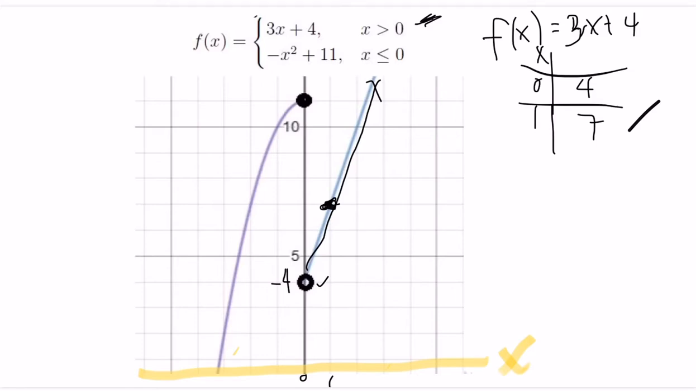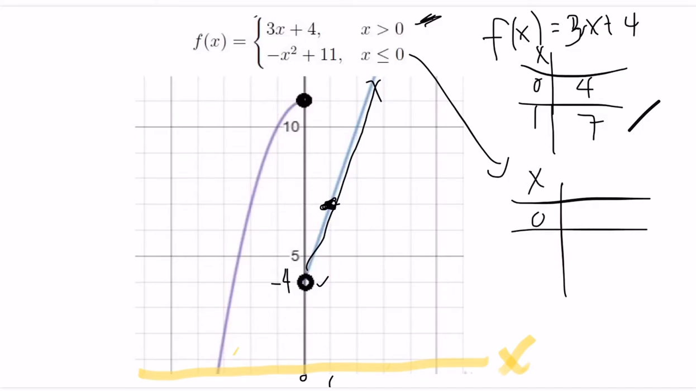Next, for the second part, we can have a table of values. Let's start with 0. But since this is less than or equal to 0, we continue with negative 1.